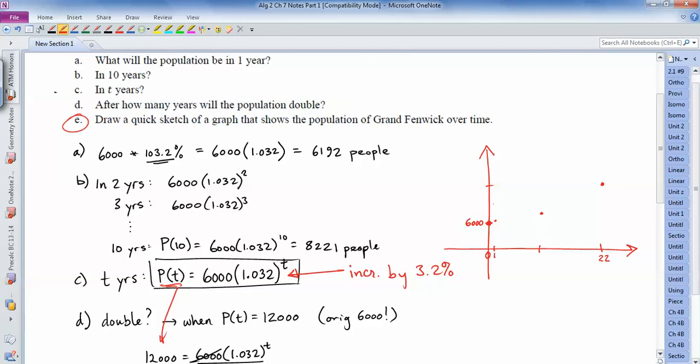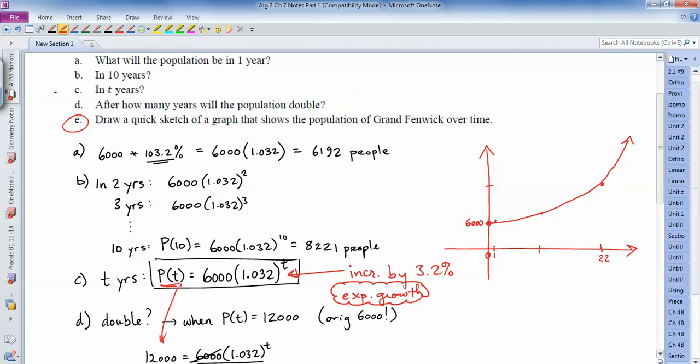And if you remember, things that have this form are going to be exponentially growing. Exponential growth. So that means that the population isn't going to grow in a straight line. It's going to grow like this, where it starts growing faster and faster and faster.